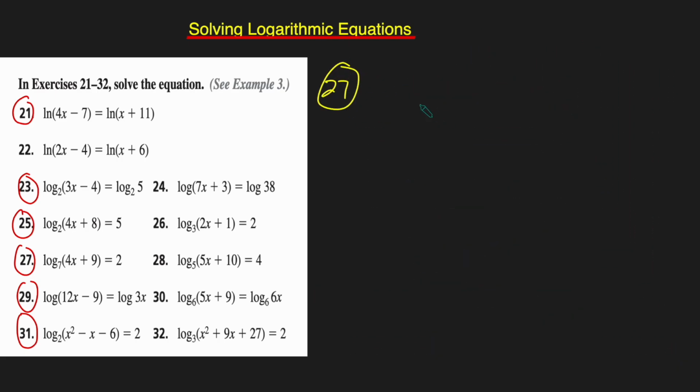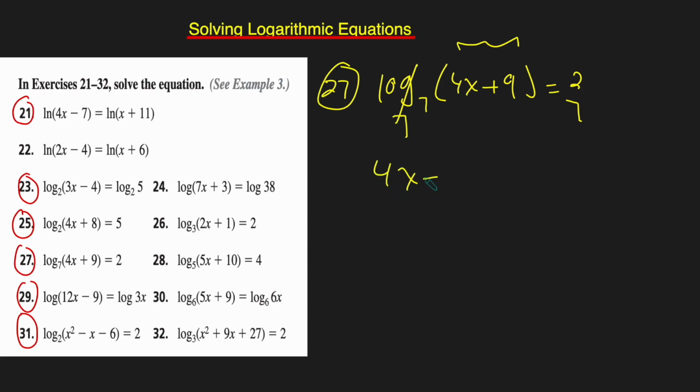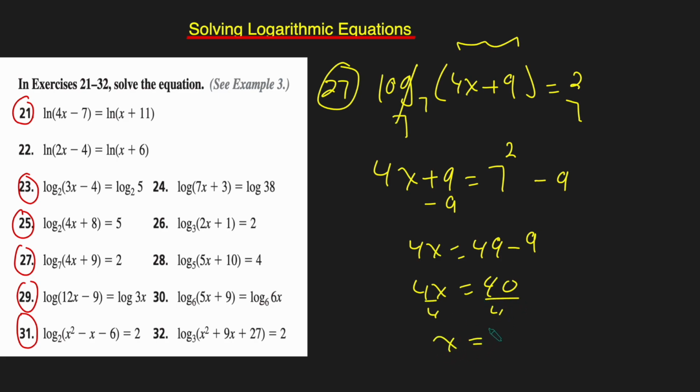Problem number 27. Log base 7 of 4x plus 9 equals 2. I need to open up this quantity. That means I need to get rid of my log. I raise this to the same base, which is 7, and I will do the same thing over here. This cancels out. Now I have 4x plus 9 equal to 7 squared. I subtract 9 from here, and I subtract 9 from here. And now I have 4x equals 49 minus 9. 4x equals 40. Divide by 4, and x is equal to 10.